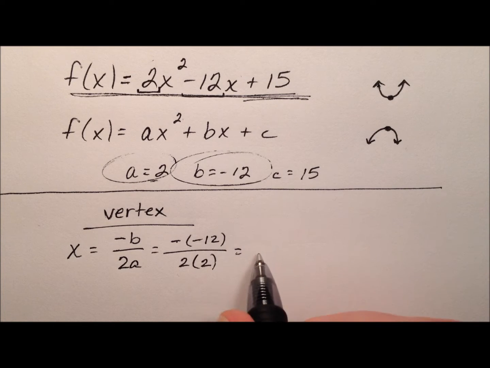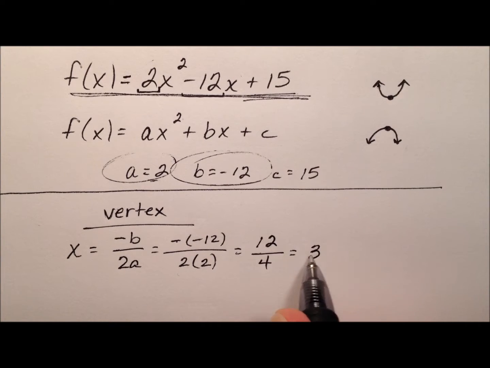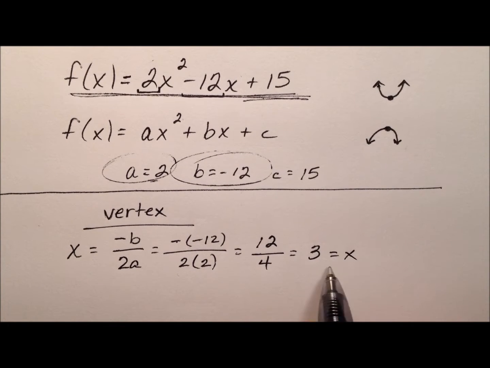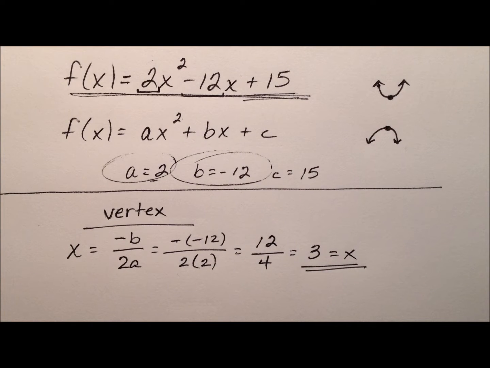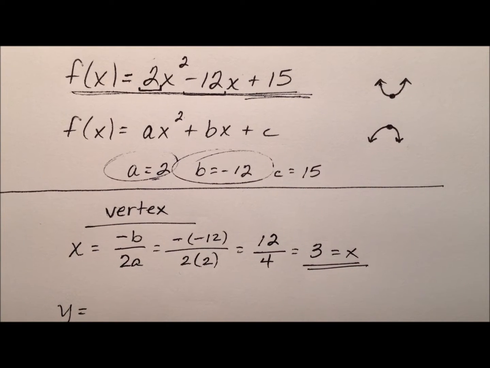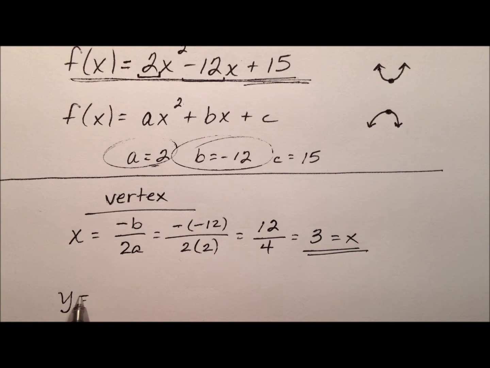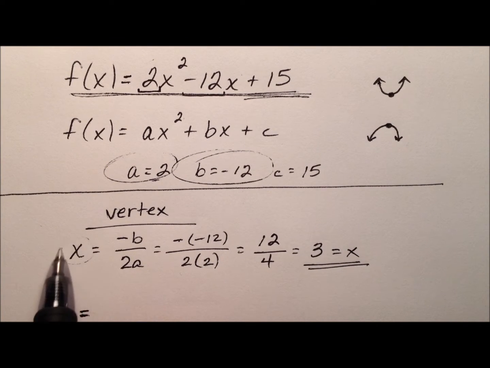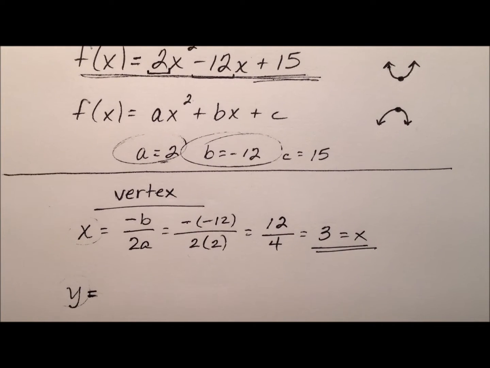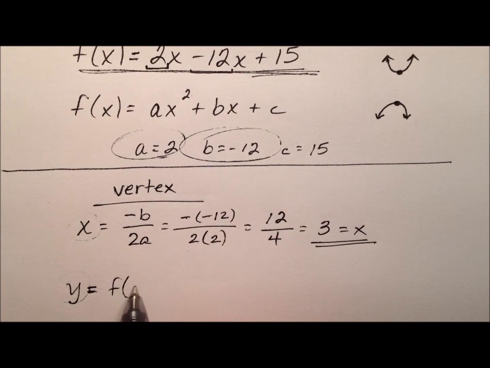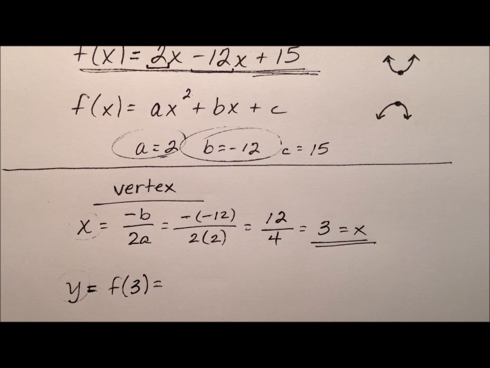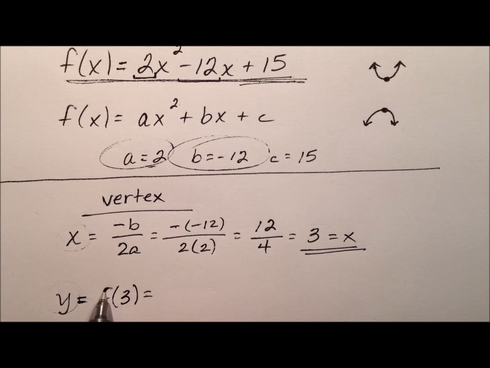So let's go ahead and simplify this. The opposite of negative 12 will be positive 12. 2 times 2 is 4. I'm going to reduce that a bit, and I'm going to get 3. So I can say the x coordinate of my vertex is going to be positive 3. All right, well, how about the y coordinate of my vertex? Well, remember, functions are like input-output machines. My x value is something I can plug in, and the y value is something I get out. So I'm going to go ahead and plug this 3 into my function, and I'm going to evaluate my function at 3, and that will be the y value of my vertex.